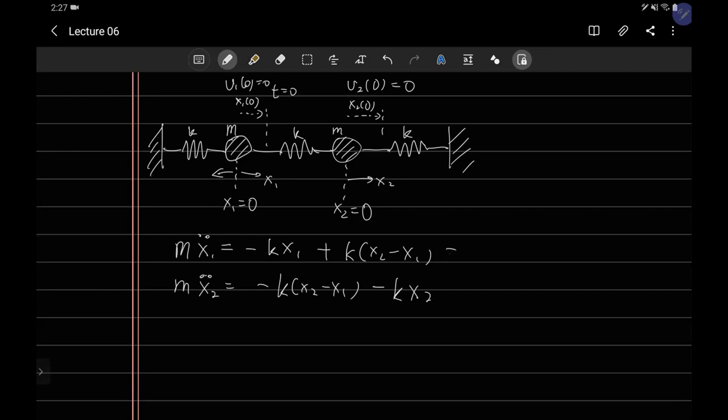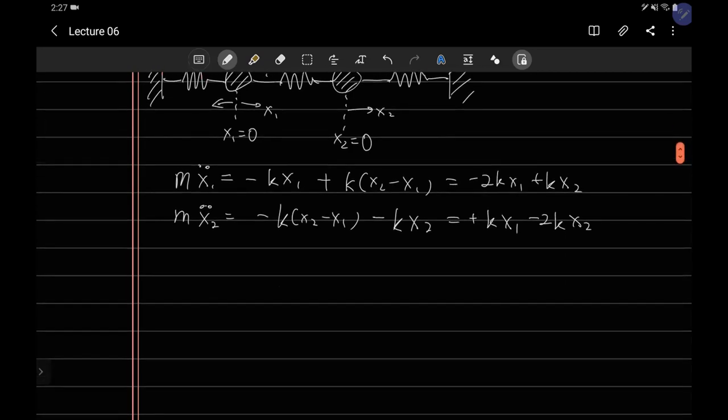And then let me just simplify this one, which means that it is minus k, and there is another minus k, so it will be minus 2k x1, and then plus k x2. And for this one, it is plus k x1, and then minus k x2, and minus k x2, so it will be minus 2k x2. So now what we can do is convert this simultaneous equation into the form of a matrix equation.